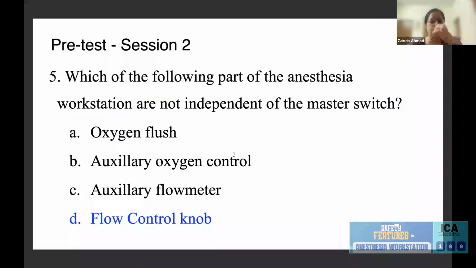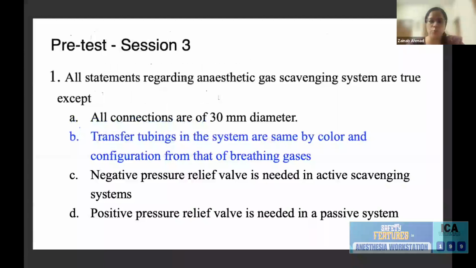Question 5, which of the following part of the anesthesia workstation are not independent of the master switch? So again, a similar question. Answer is flow control knob. Rest of the others are independent of the master switch.